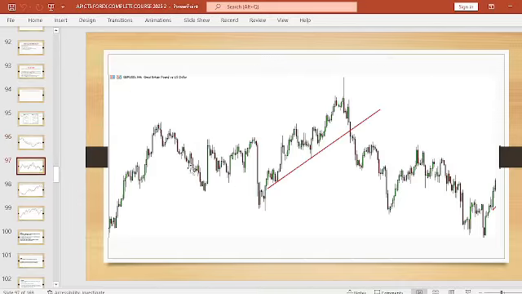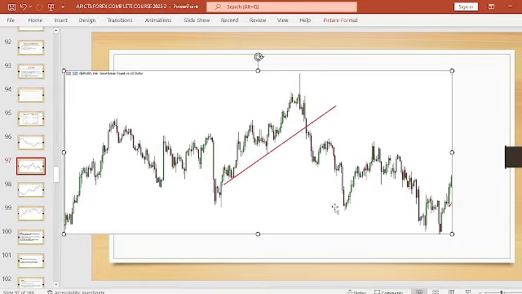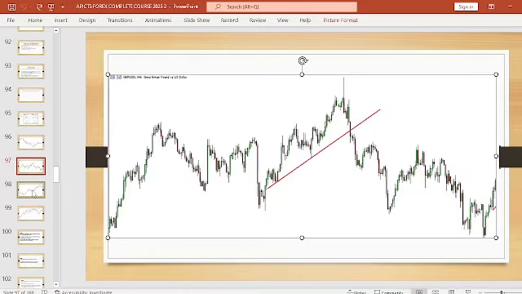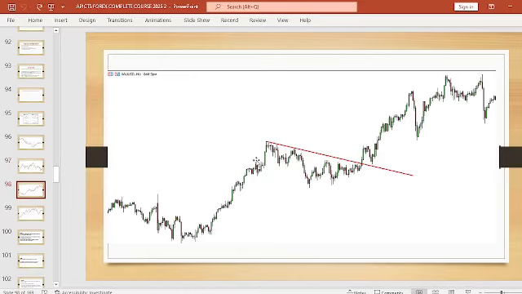And then we have another example here. This is point A and point B, and on the third touch, price breaks out, and then it moves to the downside. And then we have another example here. Now we have point A, point B, and then on the third touch, price breaks out and then comes back to retest the trend line, and then moves upward again. This is breakout and retest to the upward side. This is the fourth category.